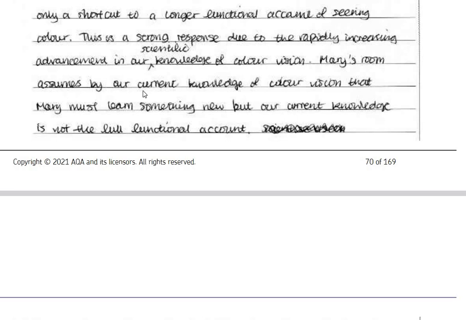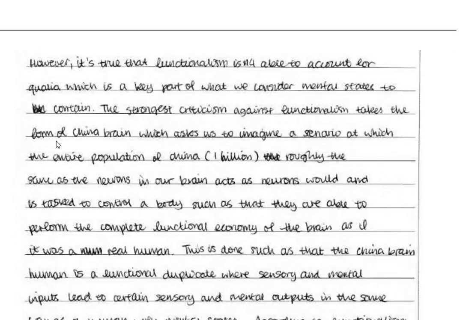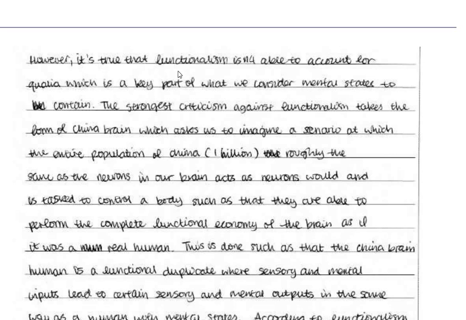Mary's Room assumes that by our current knowledge of colour vision, Mary must learn something new, but our current knowledge is not the full functional account. All right. However, it's true that functionalism isn't able to account for qualia, which is the key part of what we consider mental states to contain. I'll pause there. Please include breaks in your answer, just so it's easier to read.